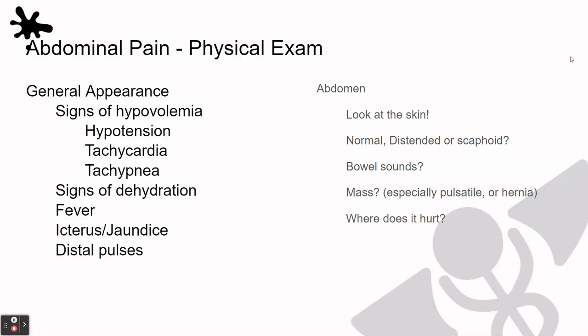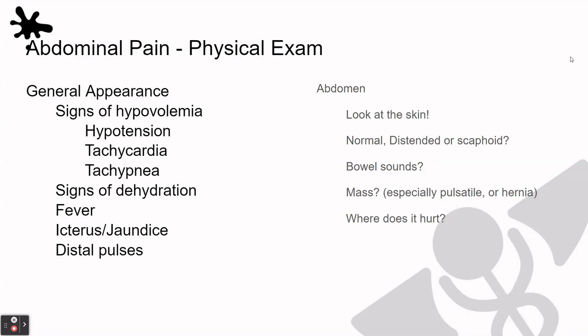Distal pulses. All right. This one I'm not always good at is checking your pedal pulses, checking your radial pulses. Is there a discrepancy? Is there some kind of vascular pathology that would be causing a change in the pulses from one side to the other, or from the top to the bottom?